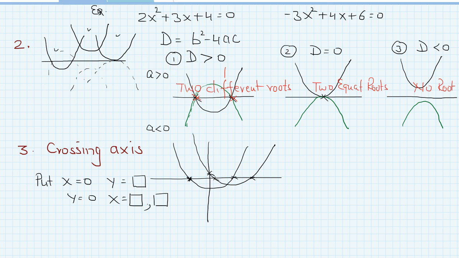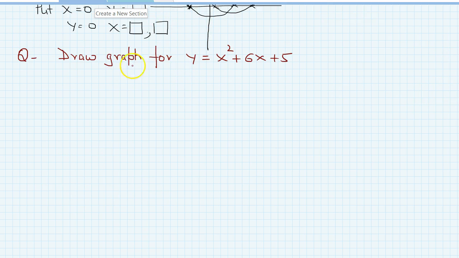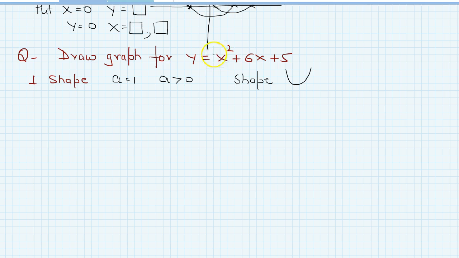Now let's take an example to clear this concept. So the question is, draw the graph of y is equal to x square plus 6x plus 5. So now here, first thing, we decide on the shape. That is, a is equal to 1, which means a is greater than 0. So the shape of the graph, we need not draw the line, we just say the shape of the graph will be U, because this is positive.